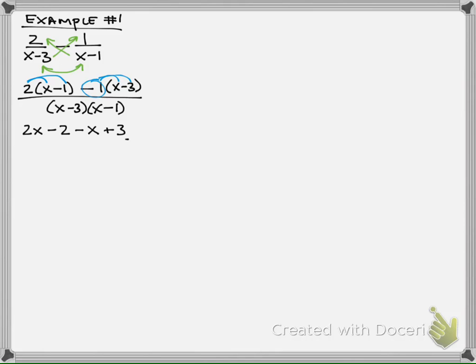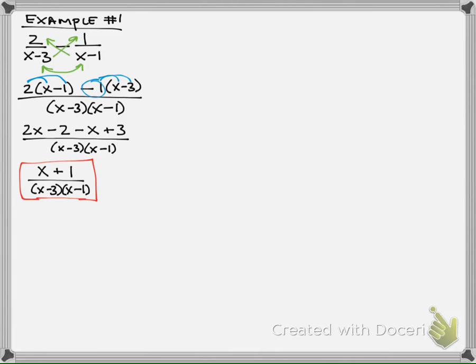plus 3, all over, here I could FOIL if I want to, but just for this problem, we're going to keep it without FOILing it out. Now, adding the like terms in the numerator, I'll get x. Adding the like terms again gives me plus 1, all over x minus 3, x minus 1. Now, in finishing this problem, I could FOIL the denominator out here if that's what I chose to do. In this case, I'm just going to leave it as is and say that this is my final answer.